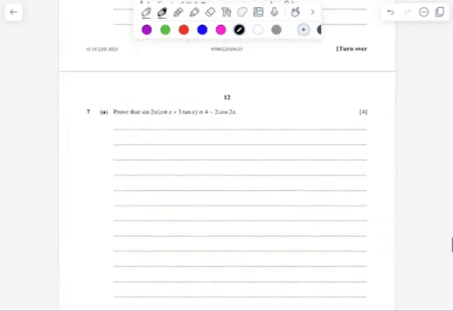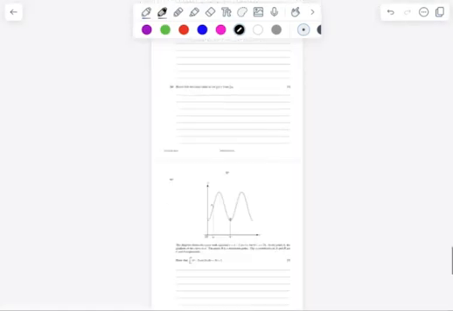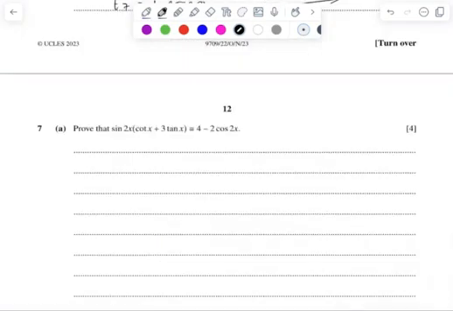Let's jump right into the next one. Okay, so here we've got some trig. I'm probably going to need my MF19 to prove that that is equal to that. Okay, so there's still quite a big question coming up. Prove that that is equal to that. So how do we start these questions? Left-hand side.